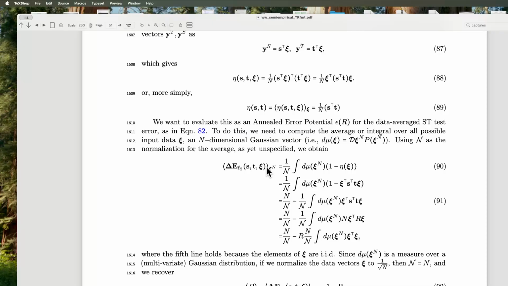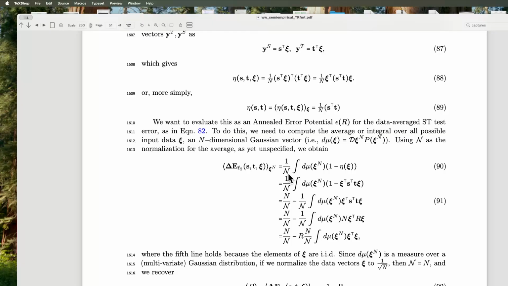Now we want to evaluate epsilon of R, and to do that, we're just going to compute the average of the integral over all possible input data, which is an n-dimensional Gaussian vector. D mu is d psi of capital N P of n. So this d mu, the measure over the data, is just a multi-dimensional Gaussian measure with normalization. And we're just going to put this in here, and you see I don't have the 1 over n, as I was talking about before, so I'm sorry about that.